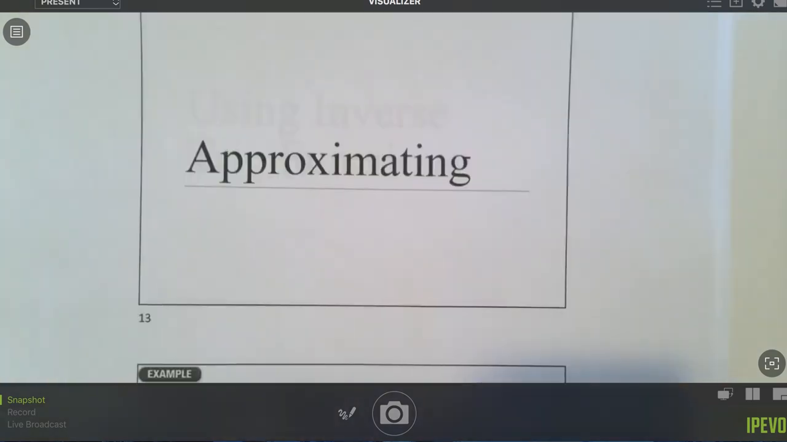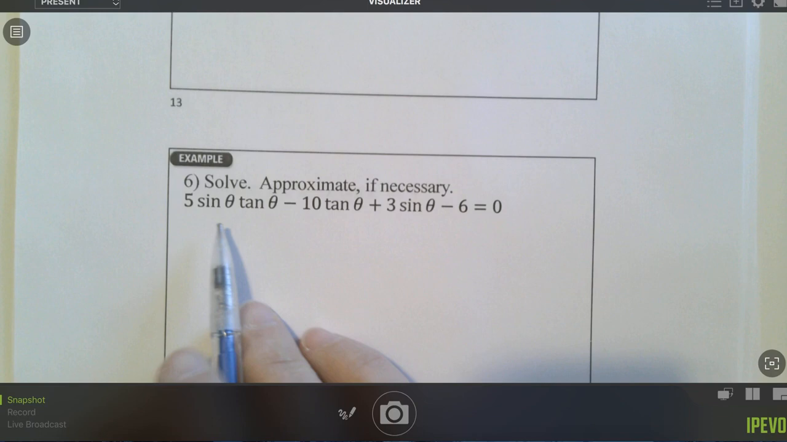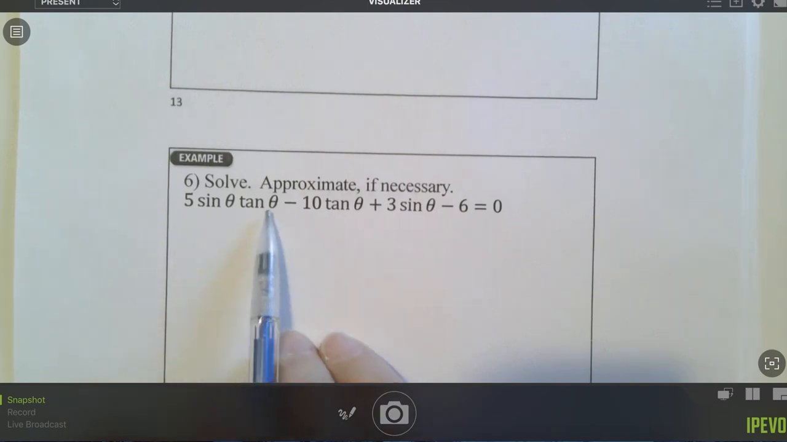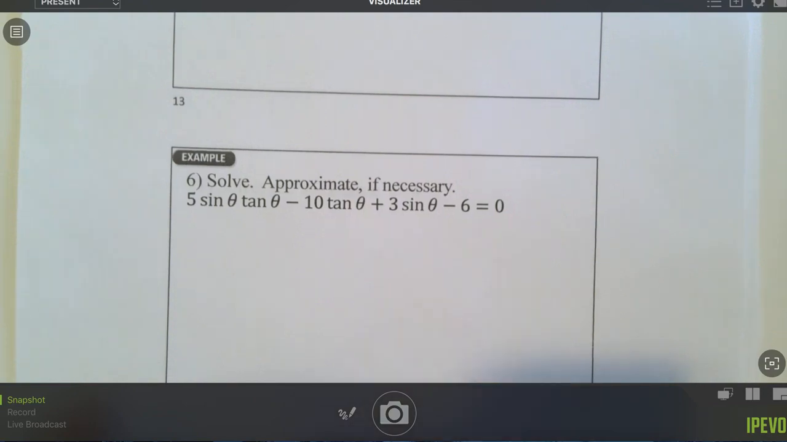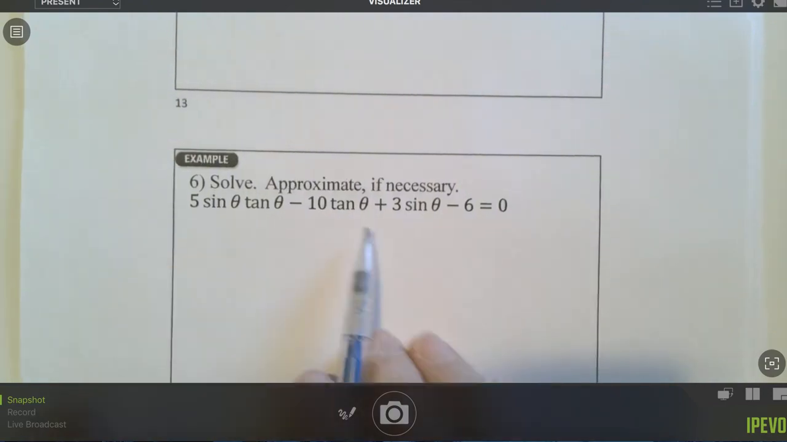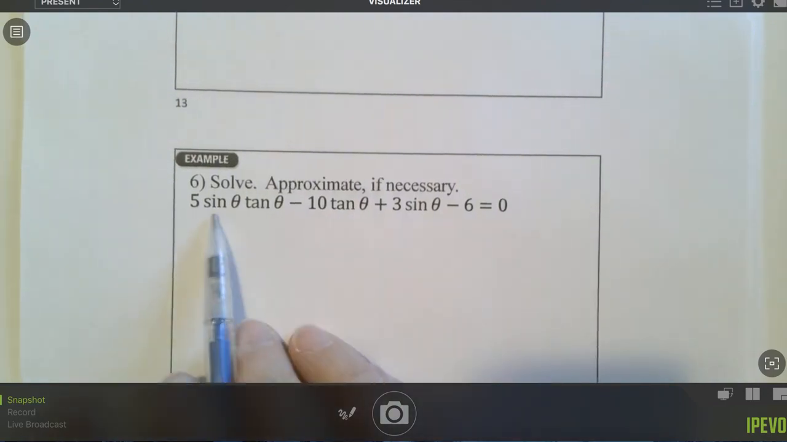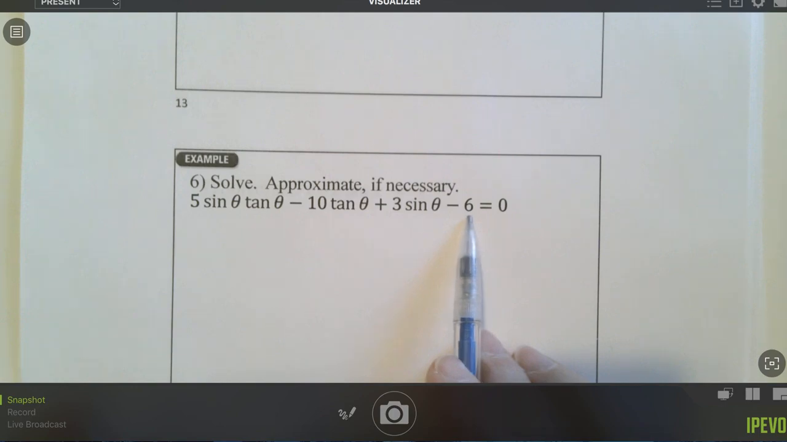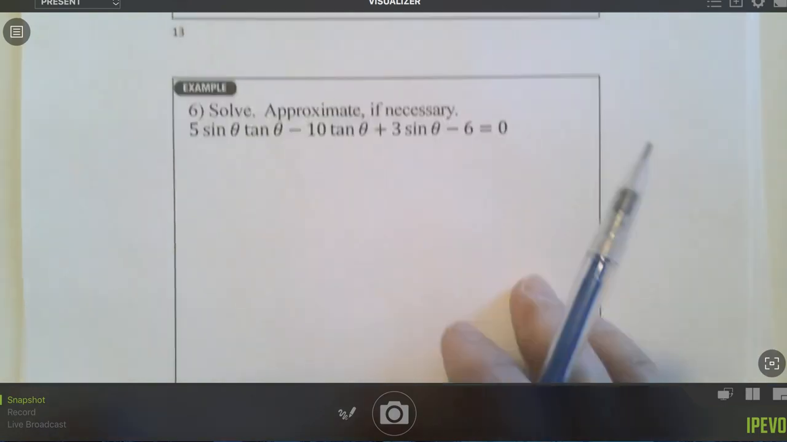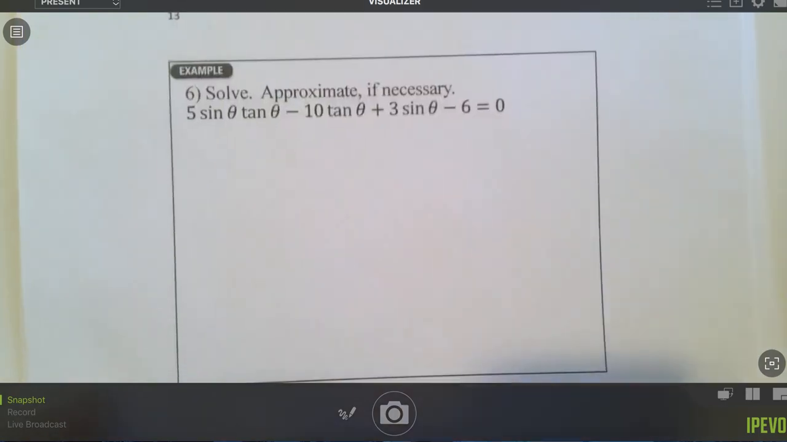For our next example, we're going to go to our calculators and we're going to approximate a solution. So here's our equation: 5 sine of theta tangent theta minus 10 tangent theta plus 3 sine theta minus 6 equals 0. Looks like kind of a nasty little problem. Well, we have 4 terms, right? We've got the 5 sine tan, the negative 10 tangent, the 3 sine, minus 6. Whenever you have 4 terms, you may recall from algebra that the type of factoring that you're going to want to try here is to factor by grouping.